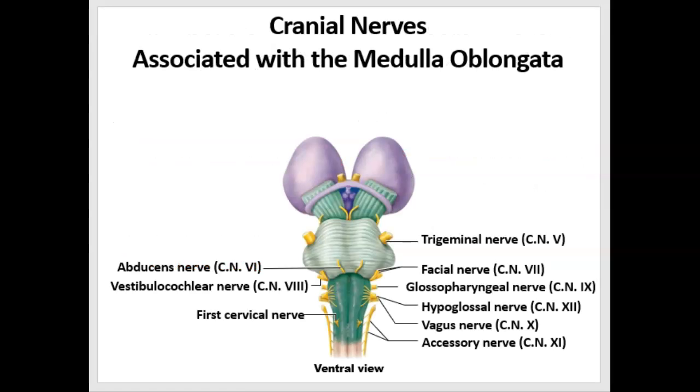The medulla oblongata, because it has so many functions, is associated with many cranial nerves, anatomically as well as functionally. So we aren't going to learn the anatomy of all 12 pairs of cranial nerves, but we will learn the functions of them. Notice that they're shown in yellow, and most of them are located here near the brainstem.